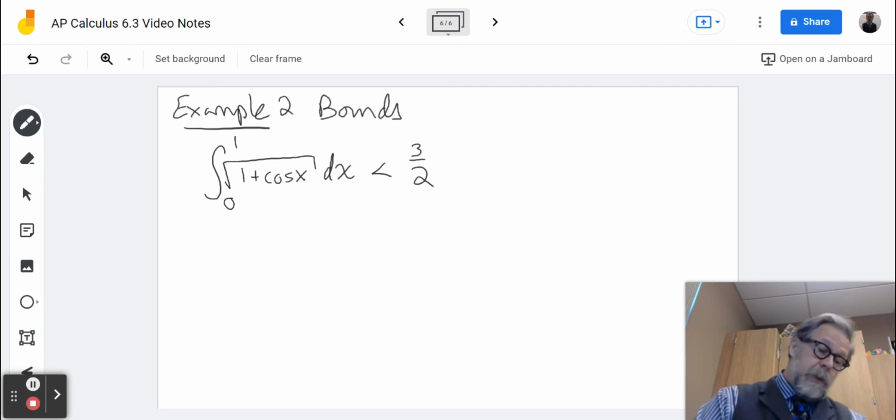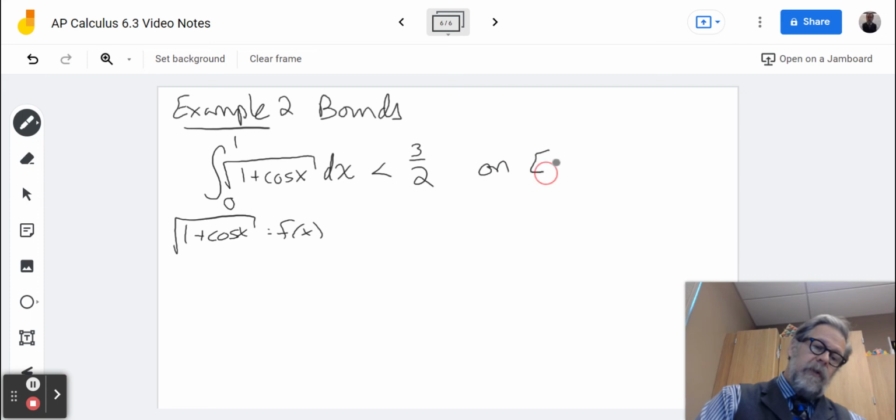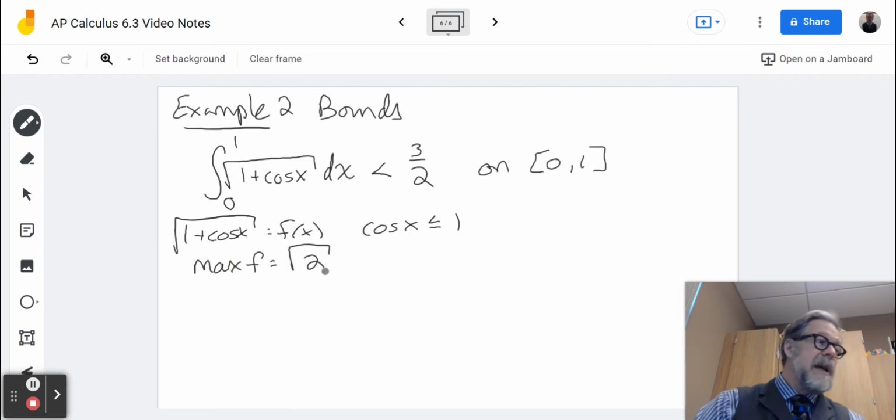Well, the lower bound, let's just look at the square root of 1 plus cosine of x. This is f of x. And obviously the lowest this is ever going to go, oh, by the way, we're on the interval 0, 1. That's sort of important. The lowest this is ever going to go, yeah, I don't actually care about minimum. I'm trying to find a maximum. So the maximum this is ever going to go, we know that cosine of x is always less than or equal to 1. So the max value of f in this case is square root of 2.